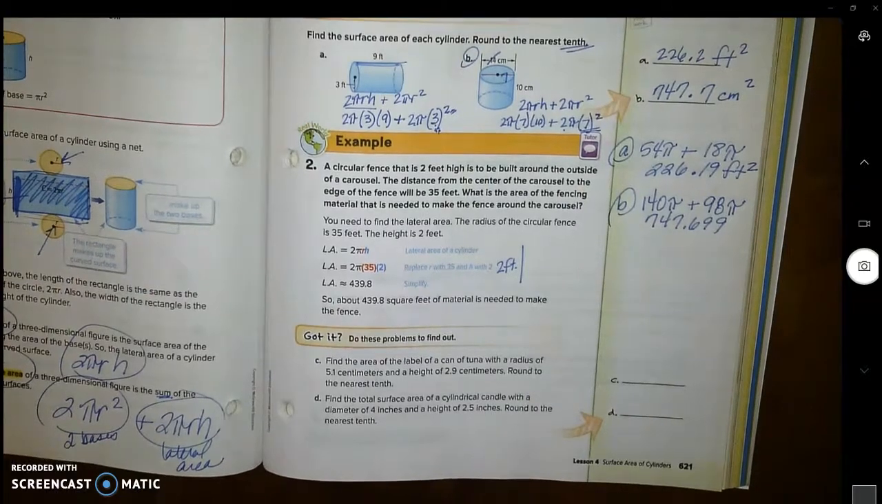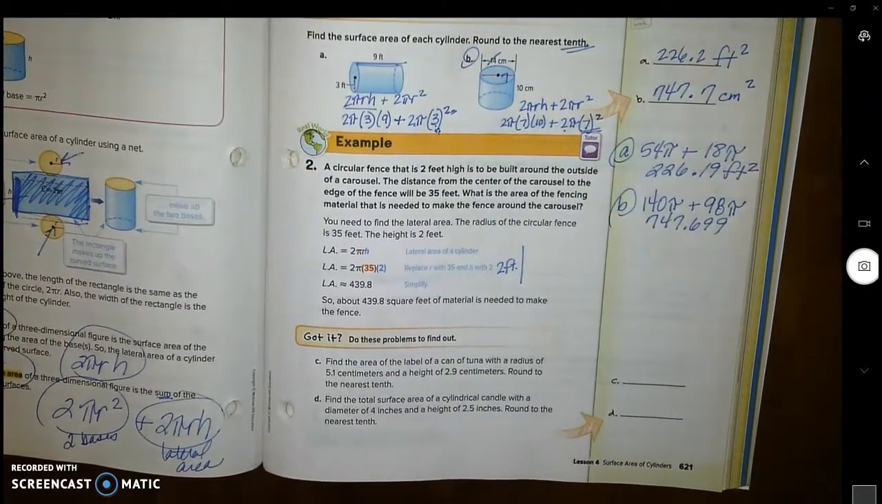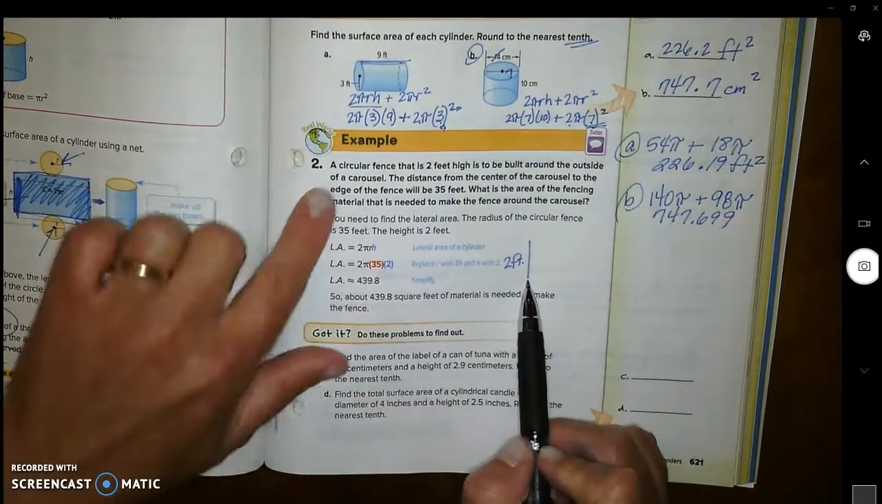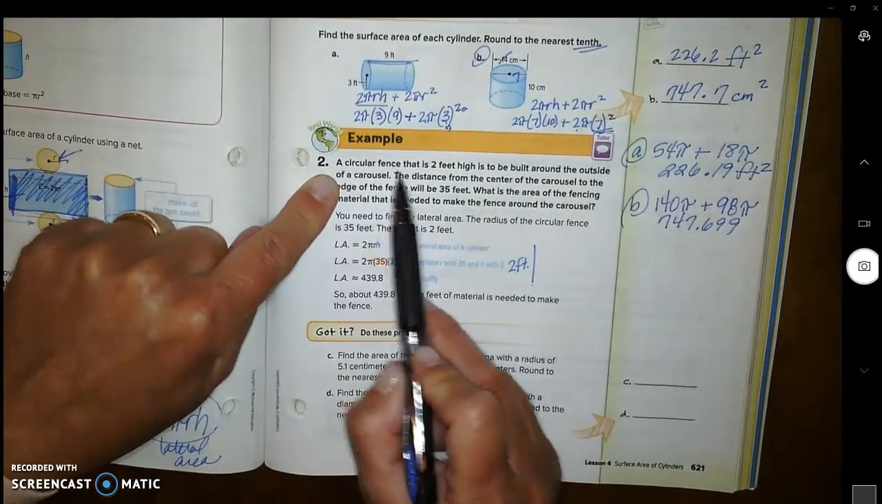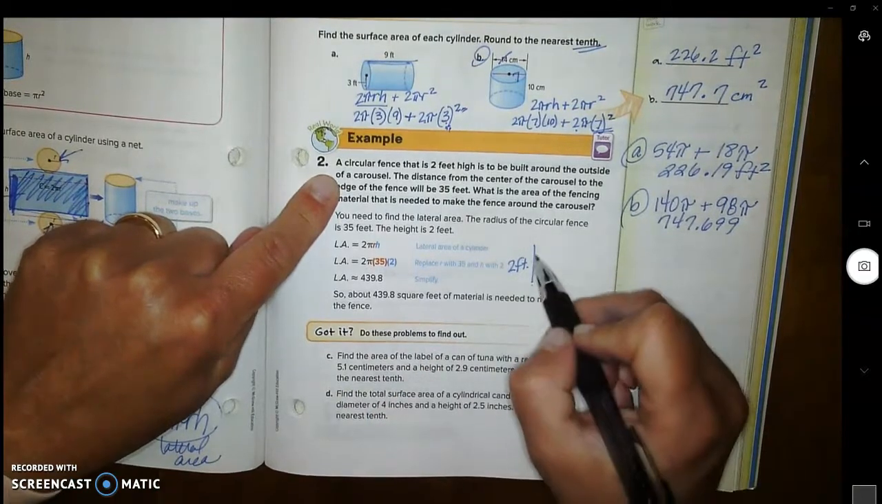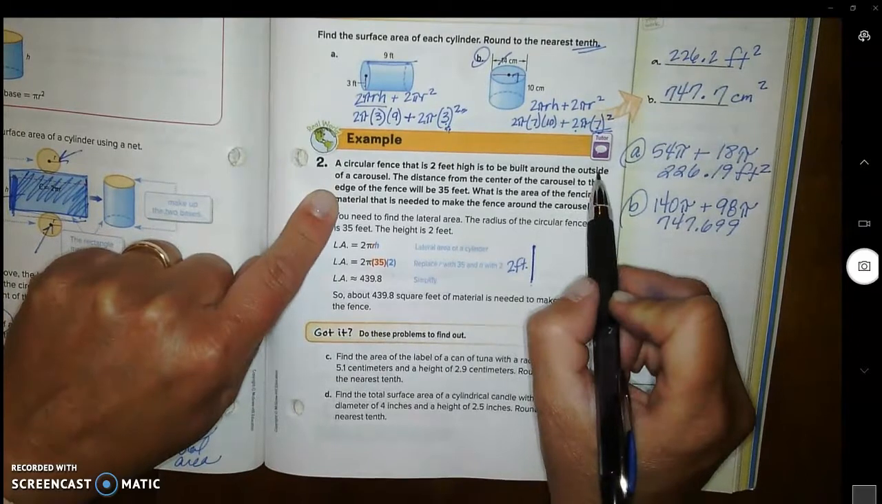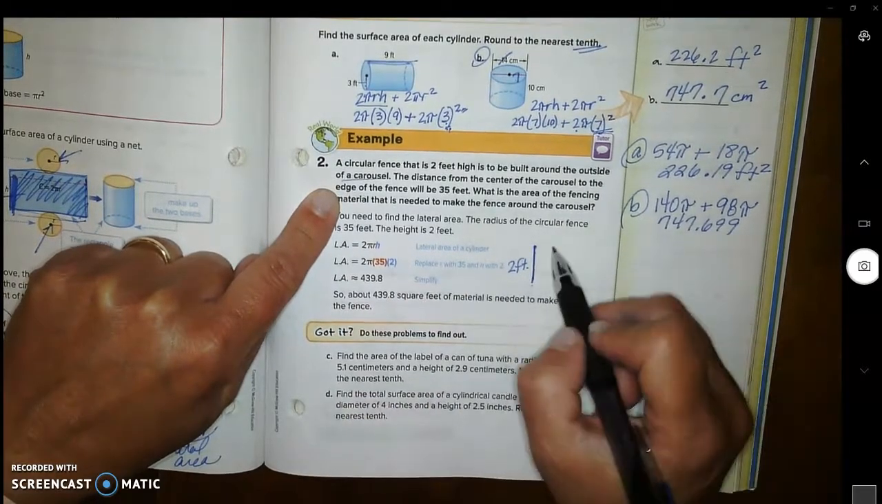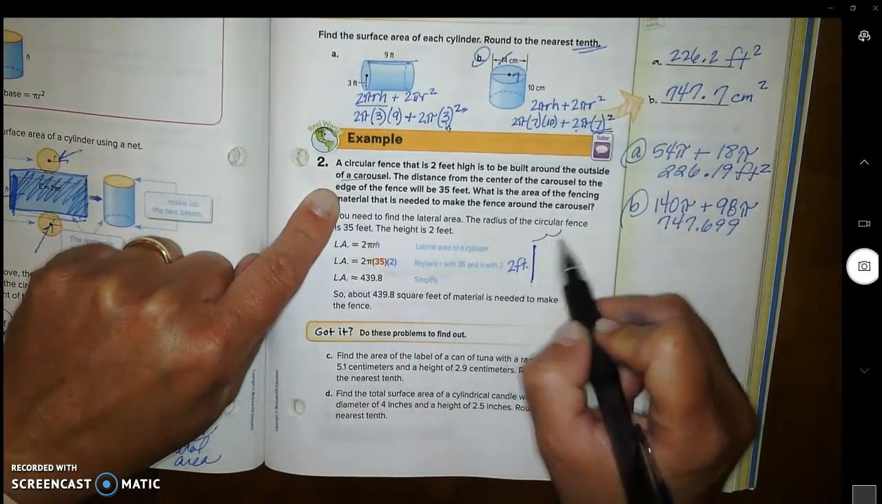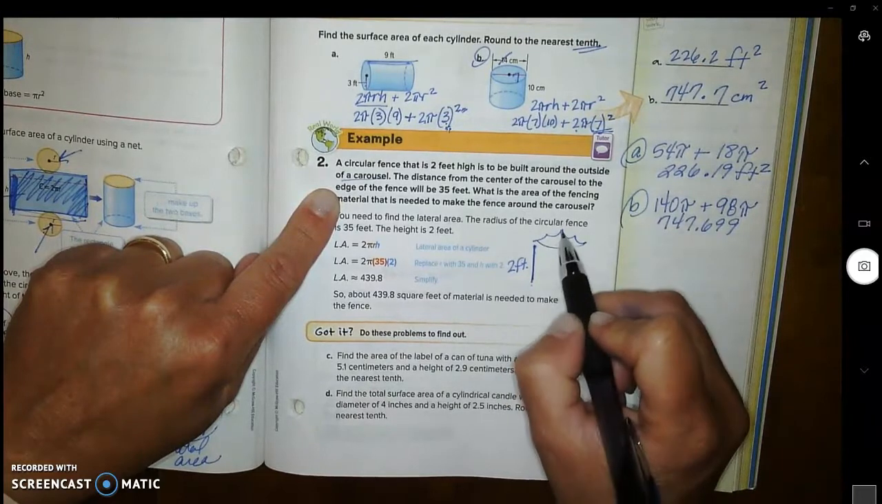All right, so I started to read number 2 and realized that the easiest thing to do is to draw a picture. And you'll notice I started to do that. So it says a circular fence that is 2 feet high. So here I've got a fence and it's 2 feet high. It's going to be built around the outside of a carousel. So on the inside, I have this carousel.